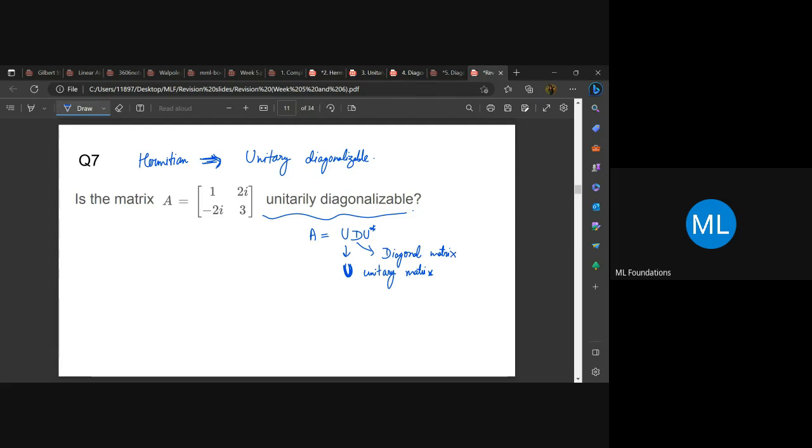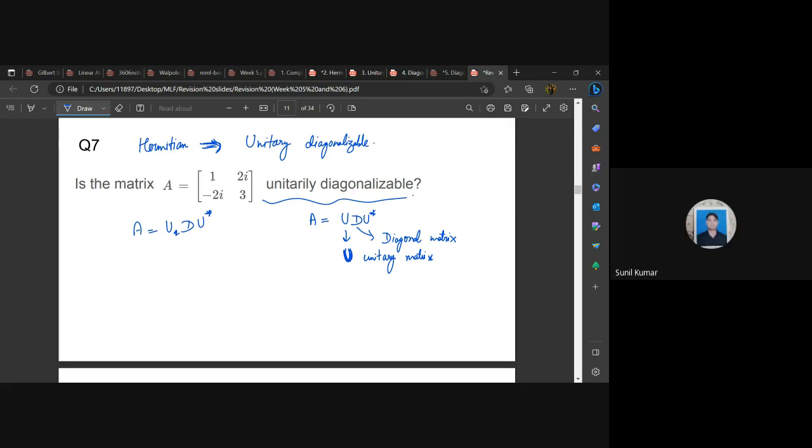So for now we have said this is unitary diagonalizable. Now can you tell me how this diagonalization will look? Can you find one U and one D such that A is U D U star? It will take some time, ma'am. Yes, please do it, because you will get such questions and you need to practice.